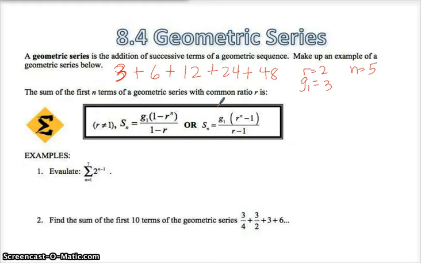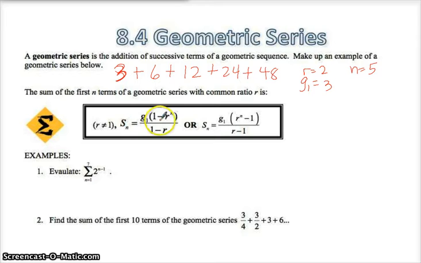So what is the formula for a geometric series? Remember, we have G sub 1, which represents the first term of a geometric series. We have the sum of the first n terms. R represents the common ratio. It cannot equal 1. And why can't it equal 1? You can think about that. And then we're going to take it to the nth power, however many terms we have.